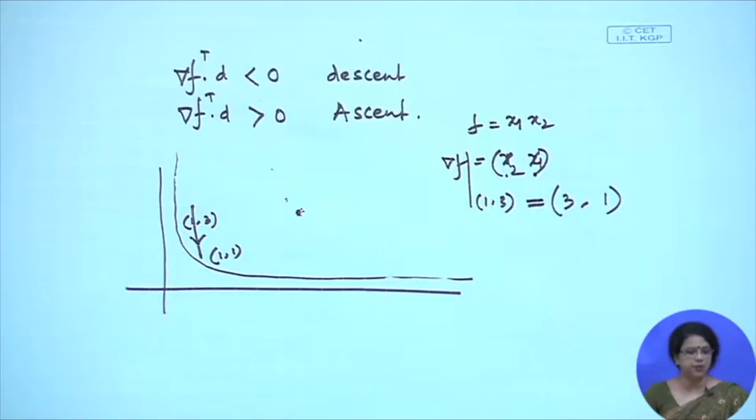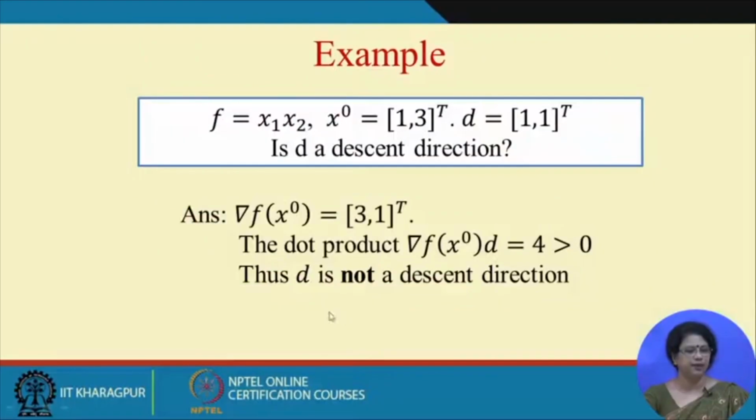Alright. That is why if we consider grad f dot D, then we can see (3, 1) and (1, 1). If we just multiply, we get the value equal to 4. That is why we can say D is not the descent direction. Certainly, this is the ascent direction of x1, x2.